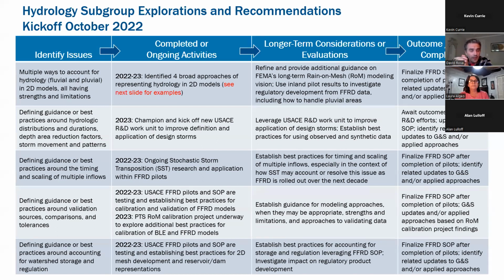Guidance, identifying need for more validation and guidance on validating and calibrating, comparing to observed data sets and the tolerances associated with those, as well as some issues identified with appropriately accounting for watershed storage and regulation. I won't talk a lot about this, but just overall, some of the outcomes and paths that we identified. So the future flood risk data standard operating procedures should resolve some of these issues, basically just because of the modeling approach that it's taking and the more comprehensive approach that it's taking. But we also identify the need for updated guidance and standards.